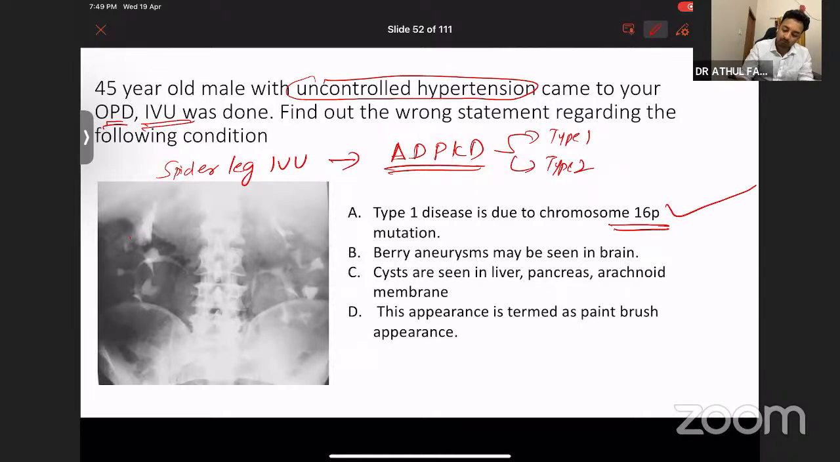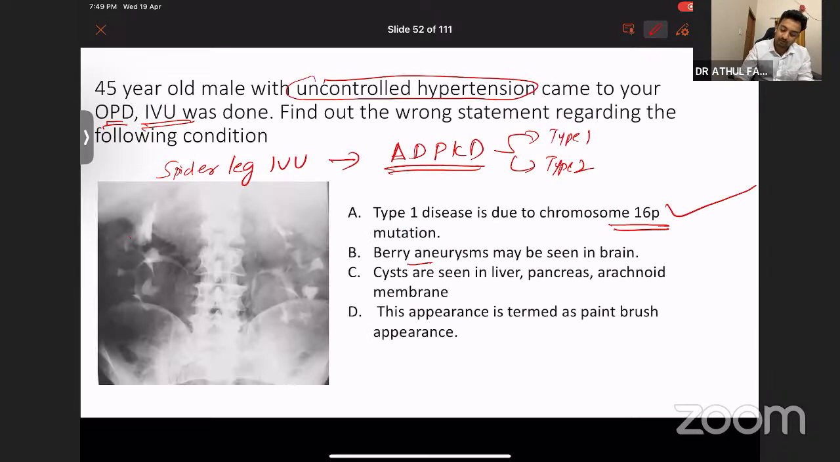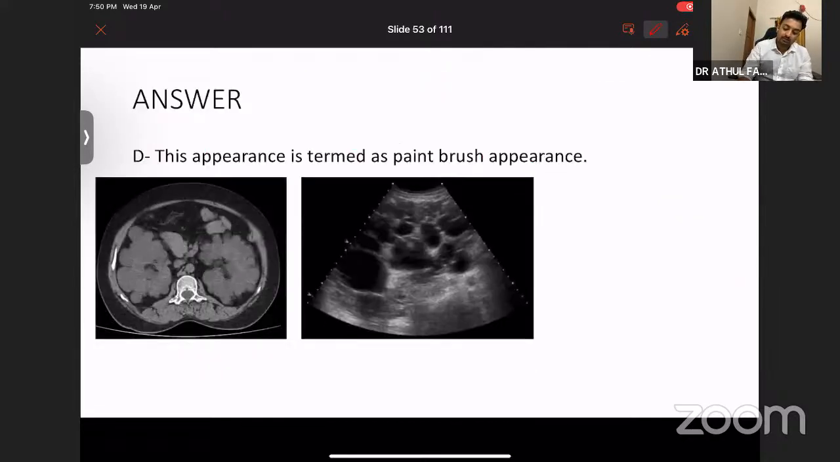That is correct. Berry aneurysms can be seen in the brain. Cysts can be seen not only in the kidney, but also in the liver, pancreas, and arachnoid membrane. That is also correct. This appearance is not the paint brush appearance. This is the spider-leg appearance, so that is wrong here. You should know that the brush appearance is seen in what condition? Medullary sponge kidney.